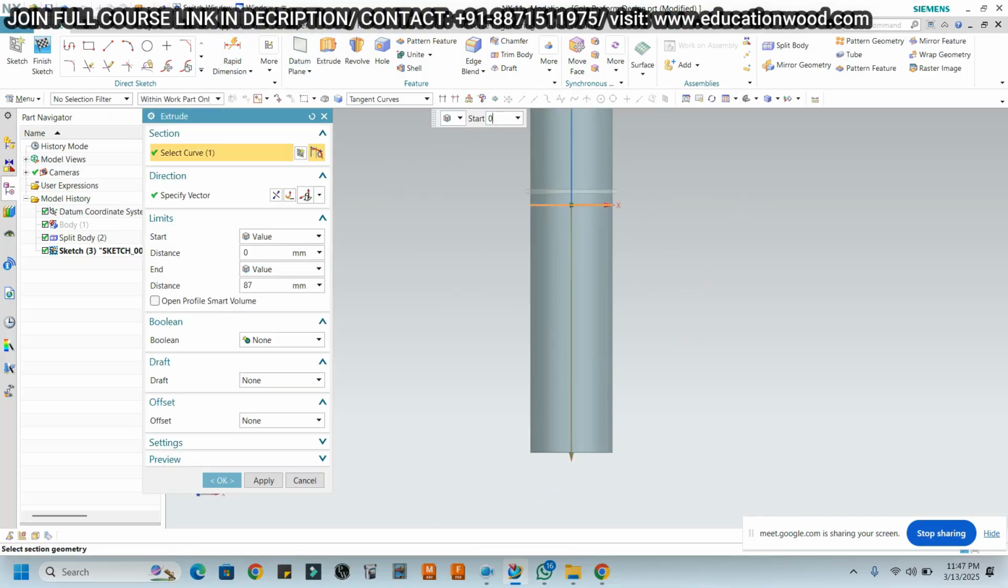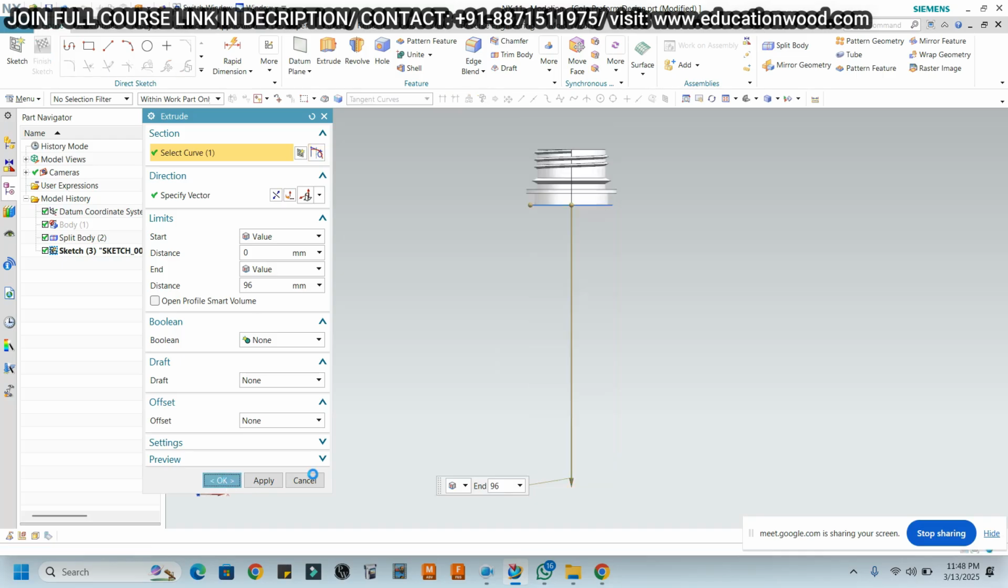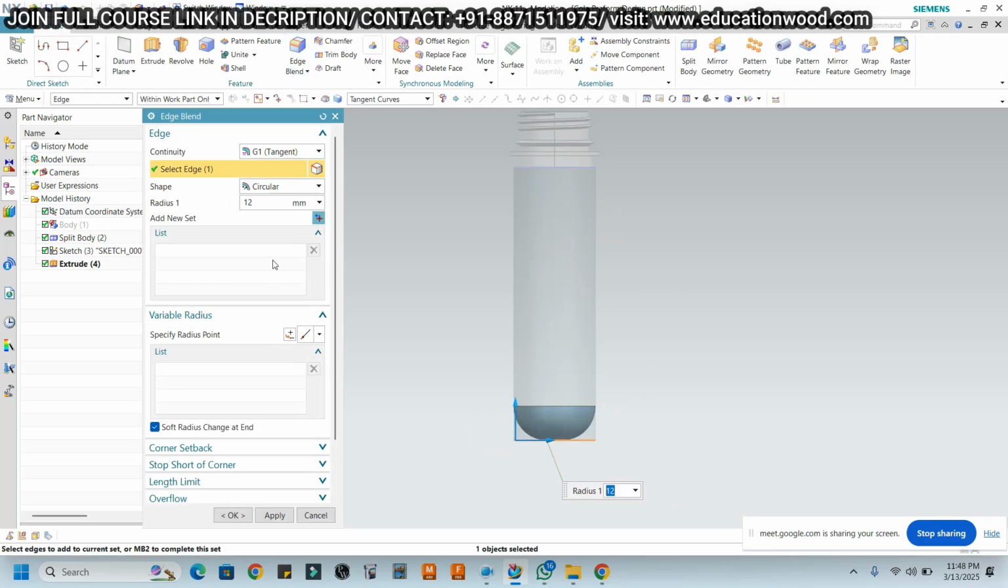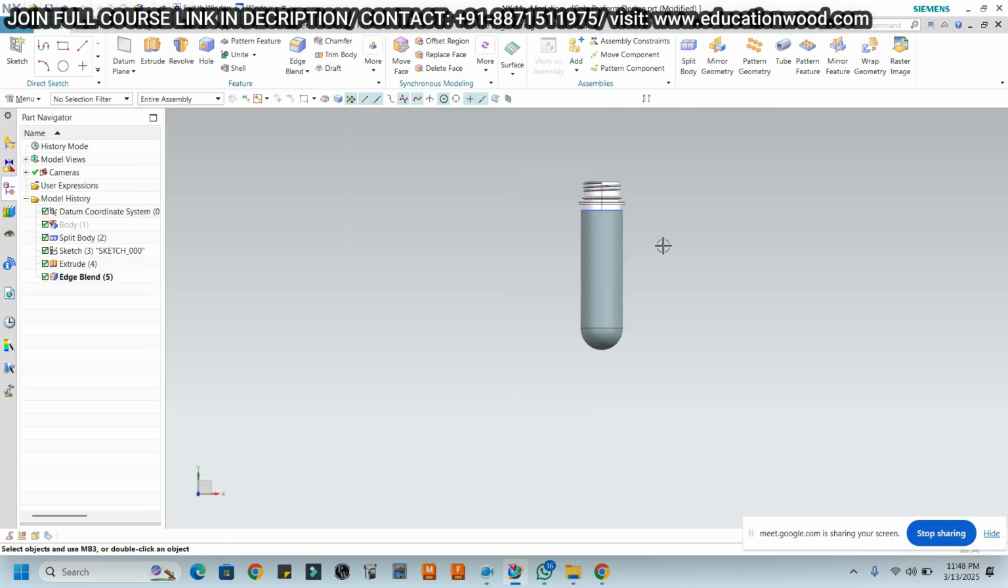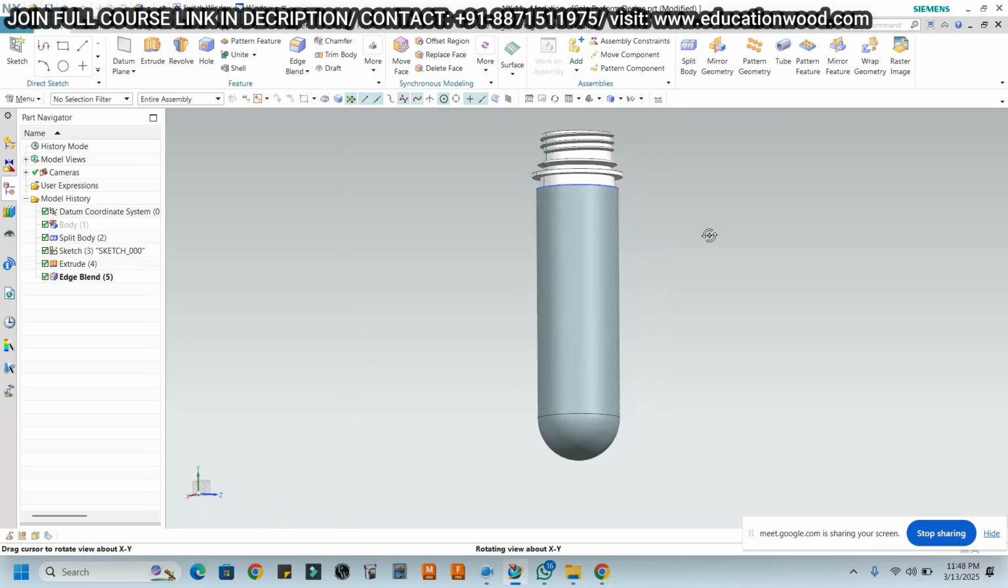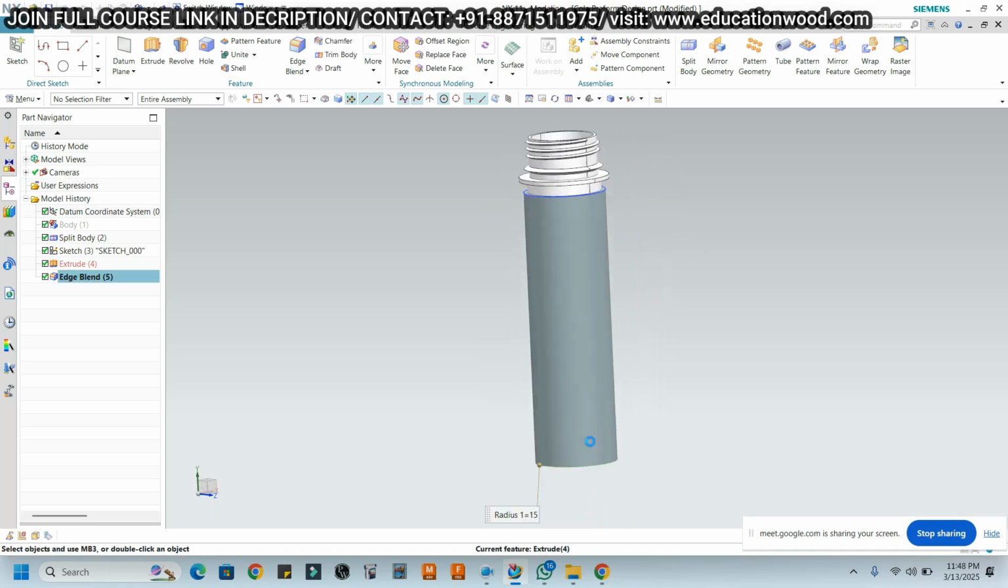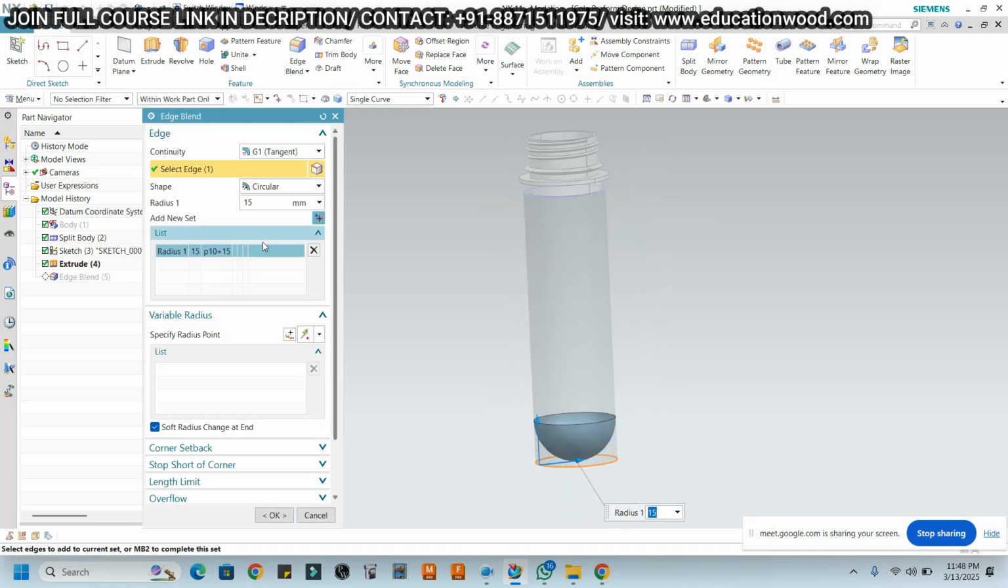Here, single direction, 96, and click OK. We have to provide one more thing, which is the fillet. It will be 15 mm and click OK. Why only 15 mm, sir? 15 mm because the diameter is 30, that's why I have taken 15 mm.